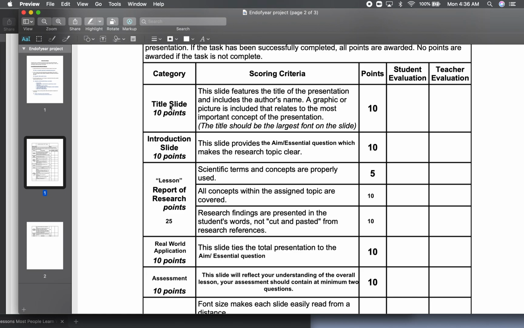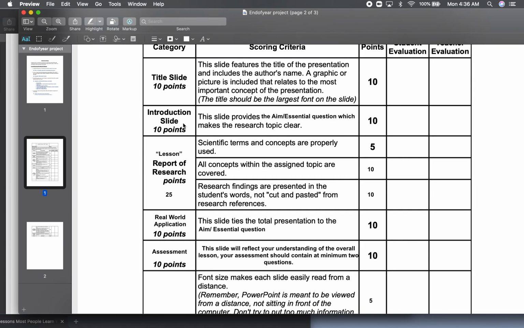The first one says the title slide. Your initial slide is going to simply introduce your topic. If the topic you chose is cells, then you're going to write cells. This slide features the title of the presentation and includes the author's name, which would be your name, and a graphic or picture that relates to the most important concept of the presentation. If you're talking about cells, you might want to have a picture of a cell.